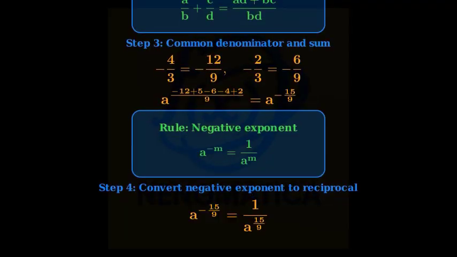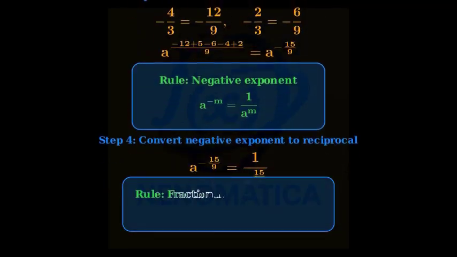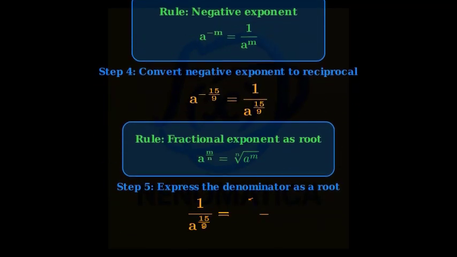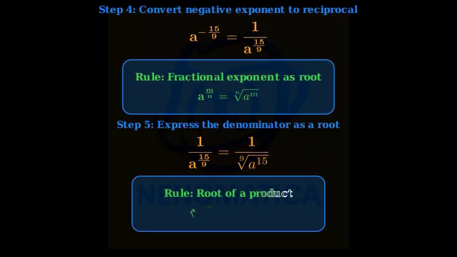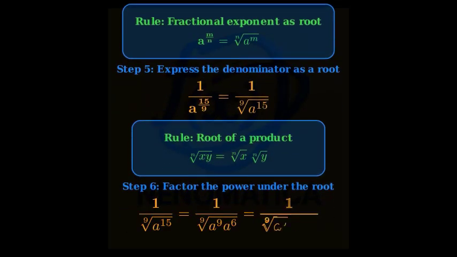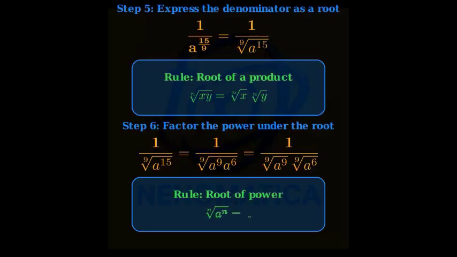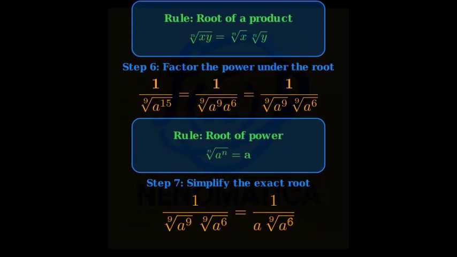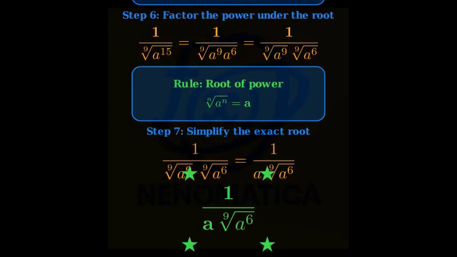Step 5. A to the power 15/9 is the 9th root of a to the 15th. Step 6. Factor a to the 15th as a to the 9th times a to the 6th, so the 9th root splits into the product of roots. Step 7. The 9th root of a to the 9th is simply a. So the final simplified form is 1 over a times the 9th root of a to the 6th. Final answer, 1 divided by a times the 9th root of a to the 6th.